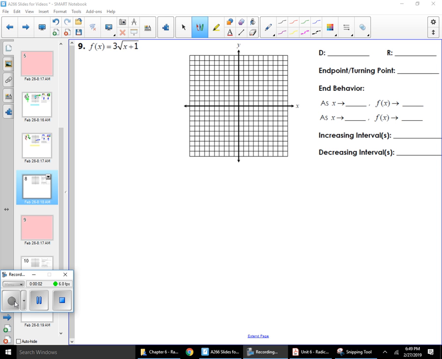Number 9 will add an additional component to our graphs. That 3 on the outside of the radical tells us there will be a stretch of 3 units. We also have a +1 underneath the radical, and we've seen that before. That's telling us to shift everything to the left one.